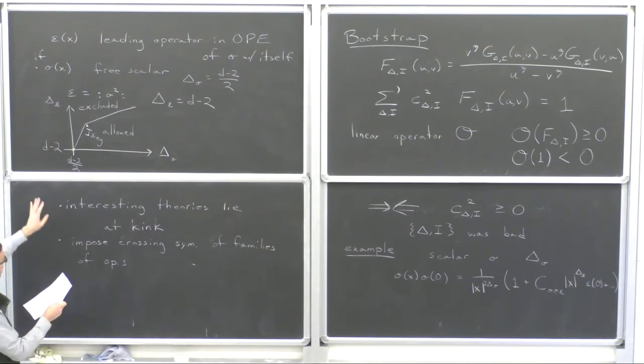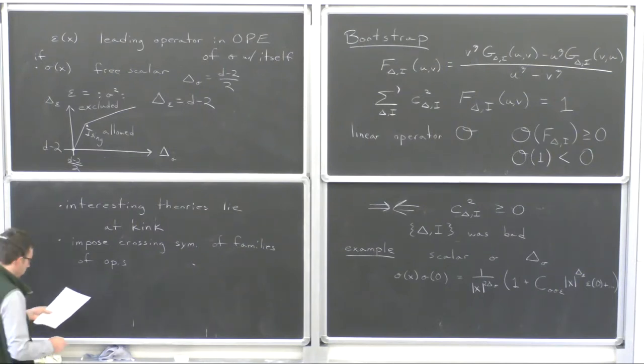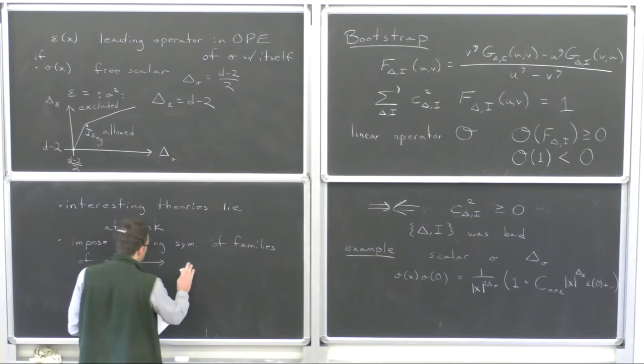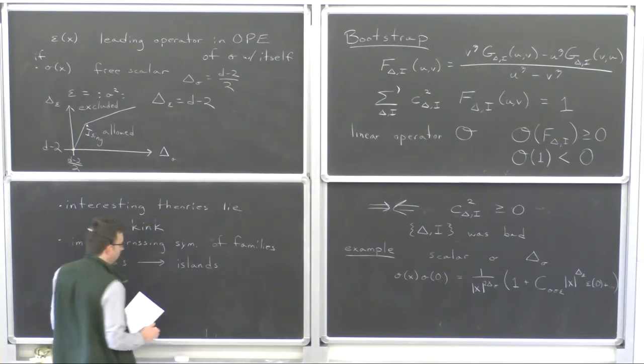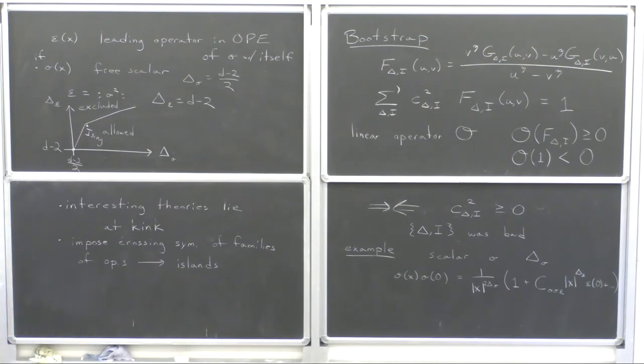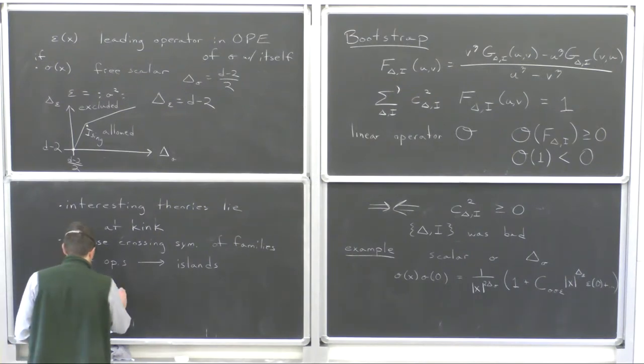And I forget exactly how this is done. But you have all these operators in the CFT at your discretion, and you can impose crossing symmetry on all the different operators and try and get further constraints. And so people have actually cut out regions in the landscape. Instead of just getting kinks, you get islands. And for example, the 3D Ising model, I think this is currently one of the most accurate determinations of its anomalous dimension.